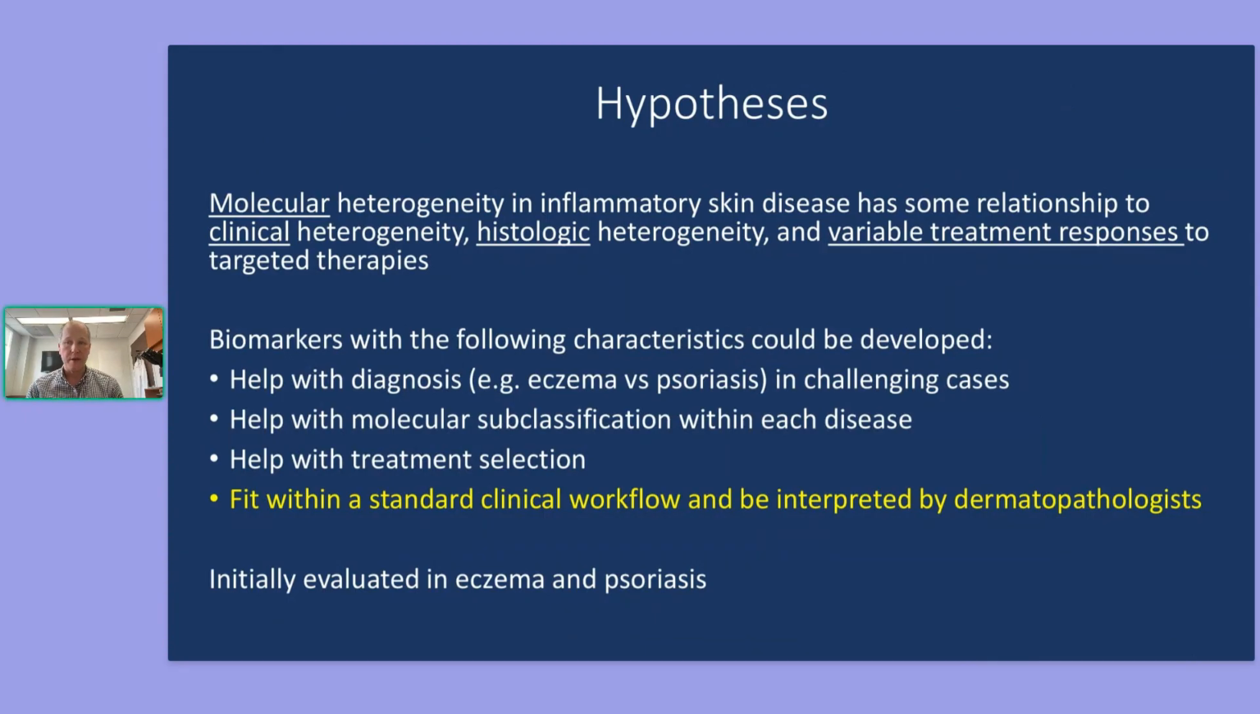And so we thought that maybe we could develop biomarkers that could help us with this. They might help us in challenging cases. I won't talk about this too much, but occasionally it's hard to tell whether a patient has eczema or psoriasis. There may be overlapping features clinically, there may be overlapping features histologically, and how do you choose the right treatment for this patient, especially when they have severe disease? We want to look at molecular subclassification within each disease, this idea of endotypes, but ultimately in clinical practice, we want to help treatment selection.